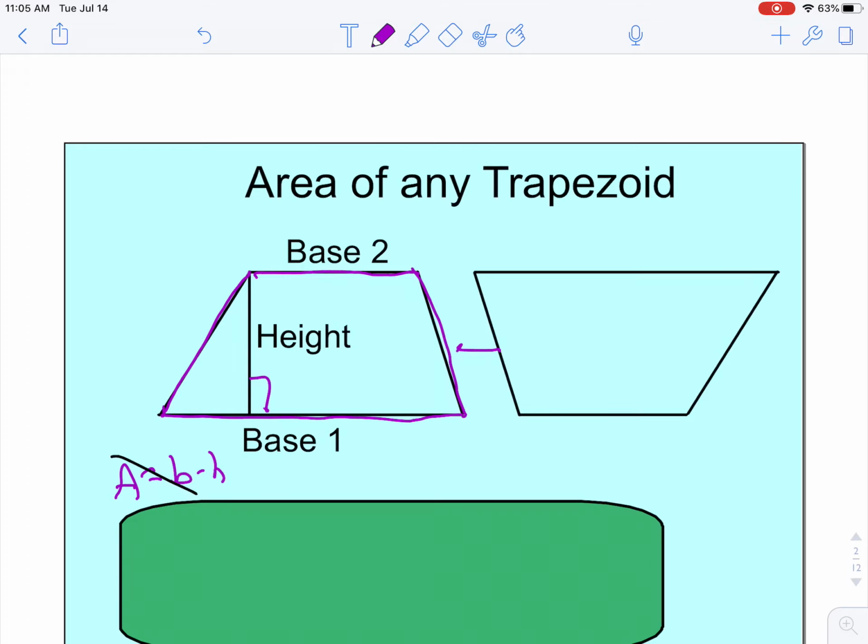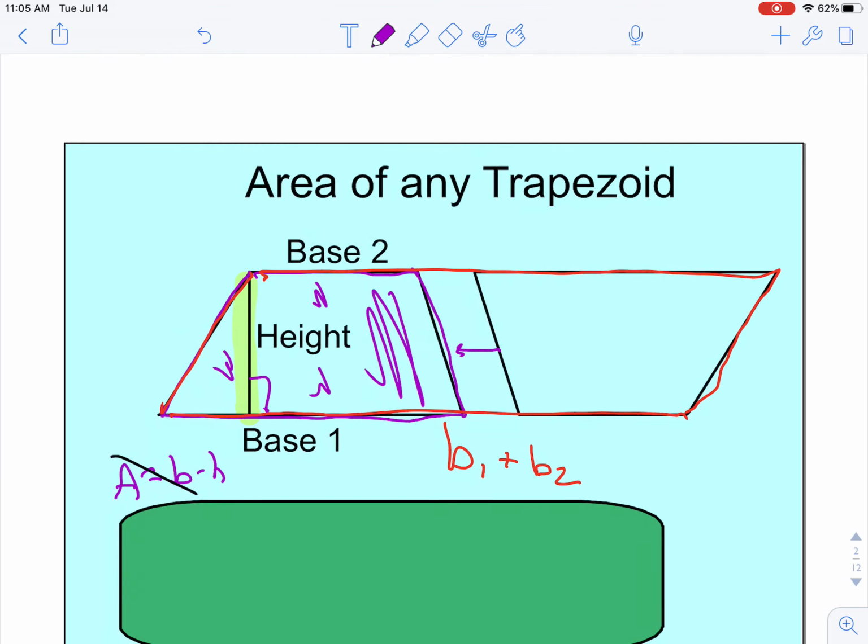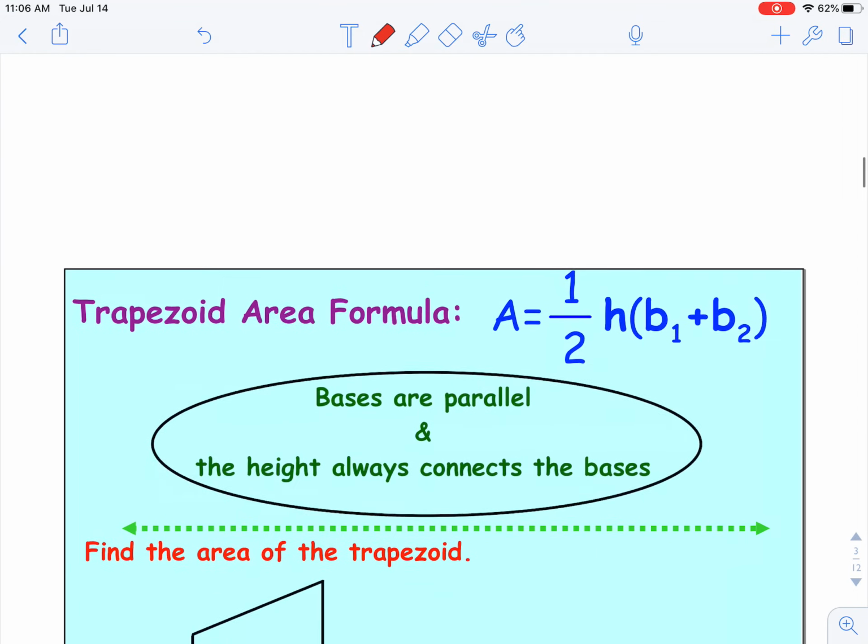But if you take this trapezoid right here and you make a duplicate trapezoid, turn it and slide it together, now you actually have a parallelogram right here. And so the base of the parallelogram is your base 1 plus your base 2 combined, and your height is still the same in both. Since you're only looking at this half of it, the area is 1/2 of base 1 plus base 2, because that's your base, times your height.